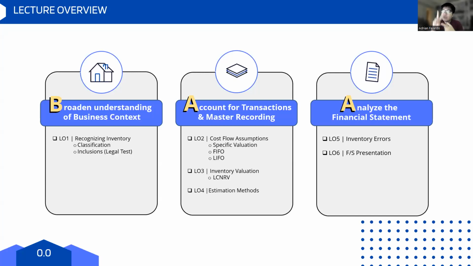Number 2, this is the biggest one. It has 6 different scenarios. That would be your cost flow assumptions. This is the hardest to understand. But this is the most important. So you have to know cost flow assumptions. So LIFO, FIFO, etc. etc.